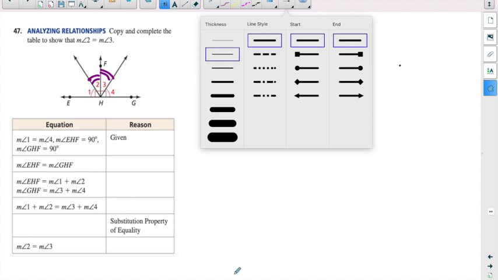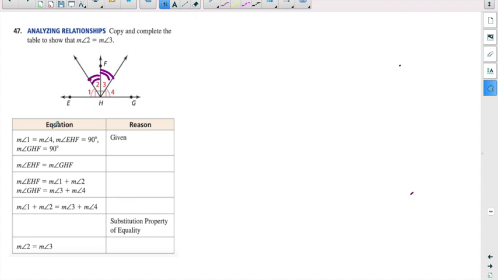The best way to do this is to make sure that you understand what's written. The first thing here is angle 1 is congruent to angle 4. That's given. It also tells me that EHF is 90 degrees. We also say angle GHF is also 90 degrees. So angle EHF is 90, angle GHF is 90. That means they're both equal to each other. The reason that we could use here is transitive property.